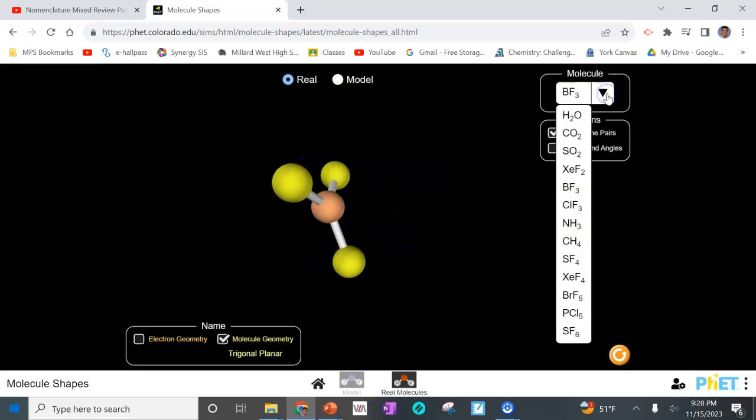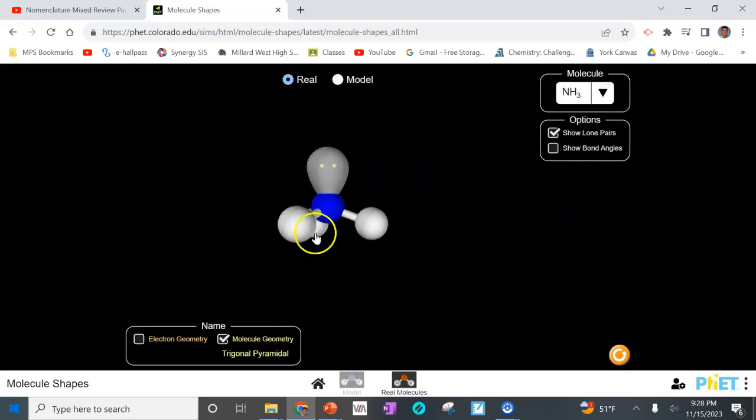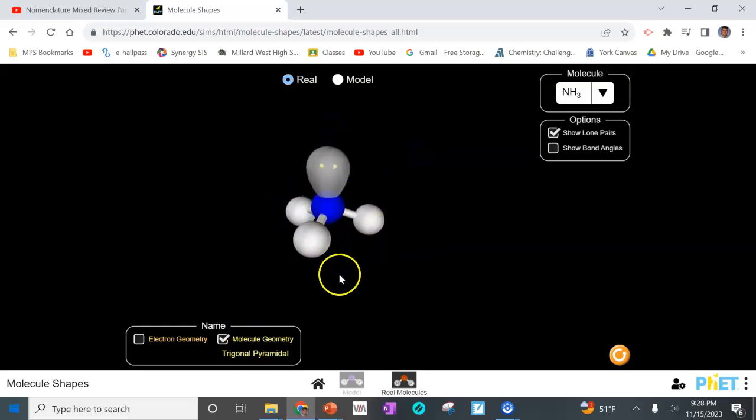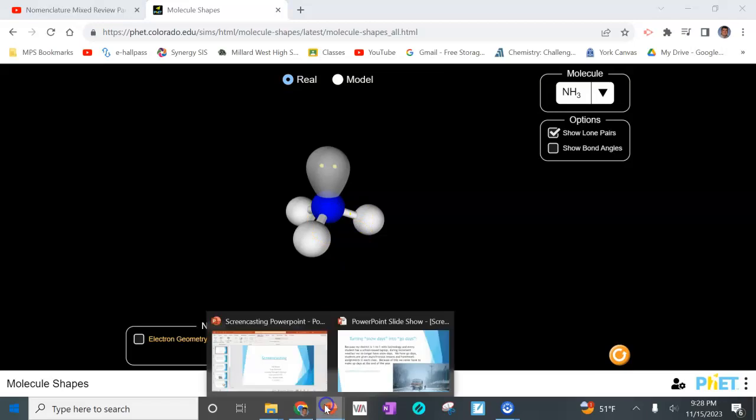Okay, if I give them something like ammonia, they know that this is going to be a trigonal pyramid. Okay, and they can manipulate and see three-dimensionally what that thing looks like. And so that's something where I can give them instructions and they can get in there and play around with it themselves.